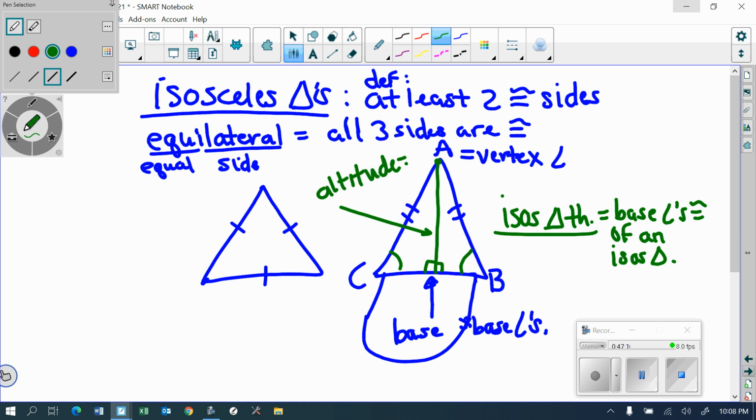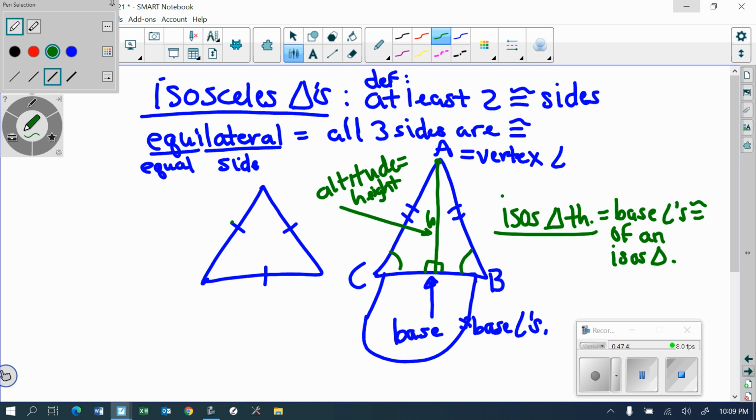Altitude equals the height. So oftentimes you'll see it with an H there for height. Now, let's talk about the altitude of an isosceles triangle. Don't forget, that'd be the same on an equilateral because all equilateral triangles are isosceles. So all these same rules apply.